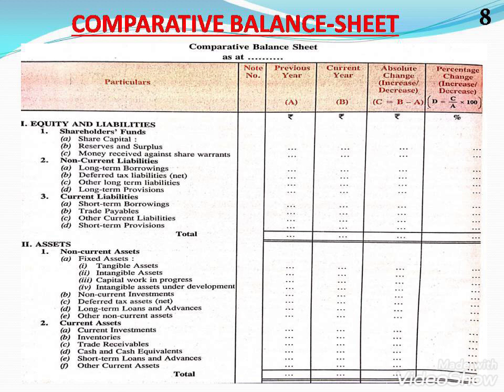Now, in the comparative balance sheet of a company, we have to make 6 columns for particulars, note number, previous year values, current year values, change in absolute figures, and change in percentage. We have to find out a difference between the individual values of previous year and current year. Then that absolute change will be converted into percentage.